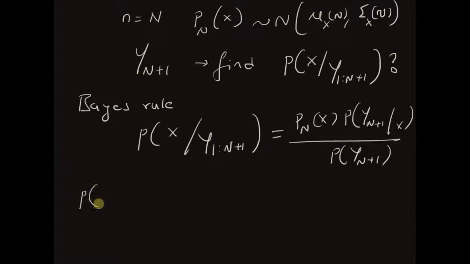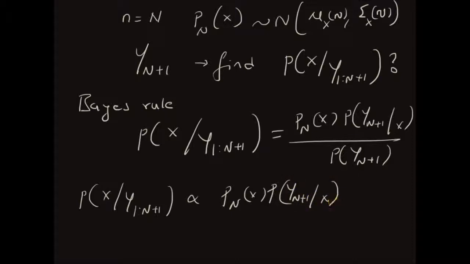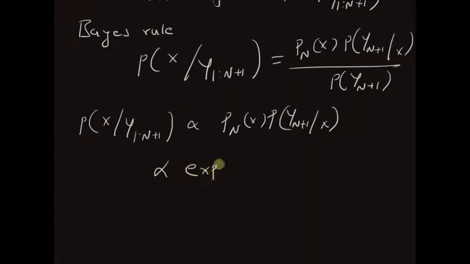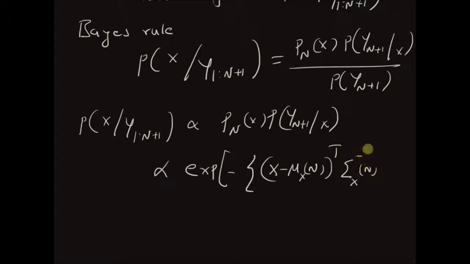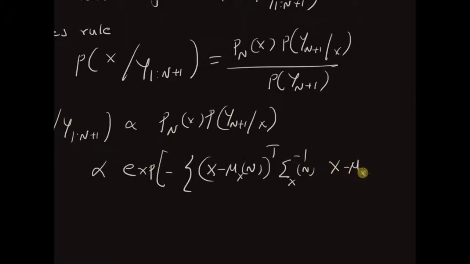So the structure of the posterior PDF of x, that is p of x given y1 to n plus 1, should have the same structure as the product of pn of x into p of yn plus 1 given x, which is proportional to exponential of minus the exponent of the prior, which is x minus mu x of n transpose sigma x of n inverse x minus mu x of n.